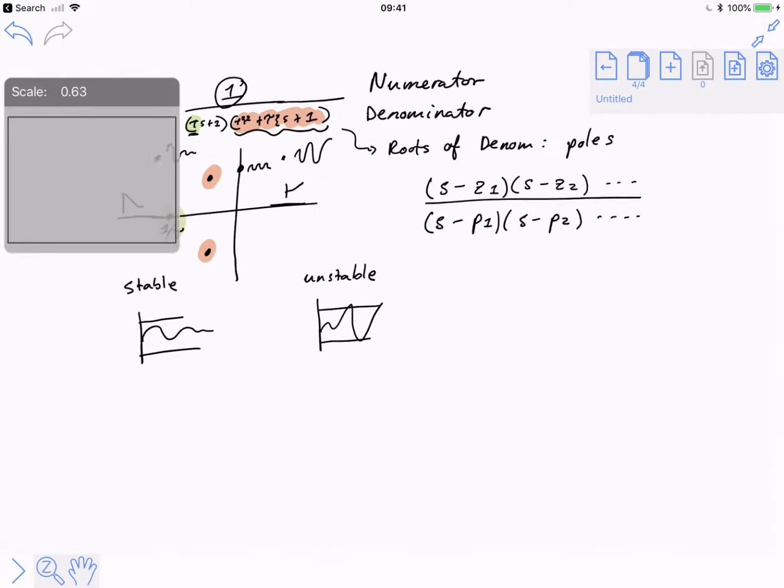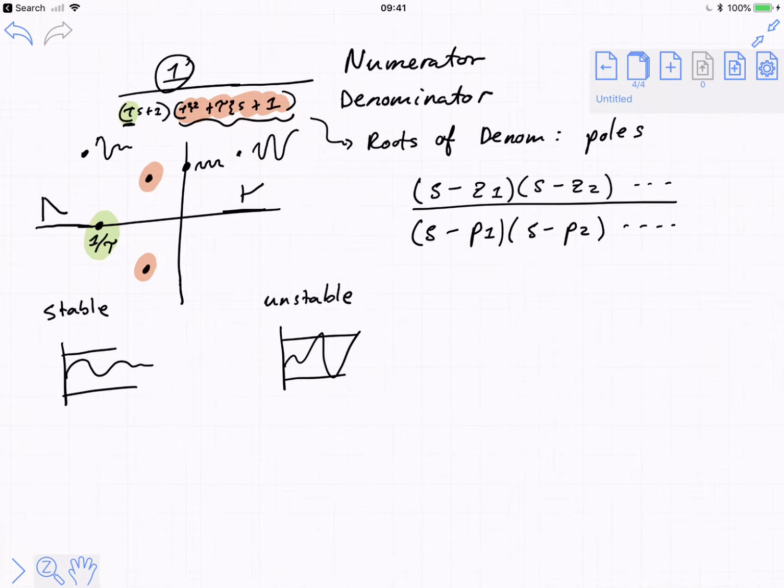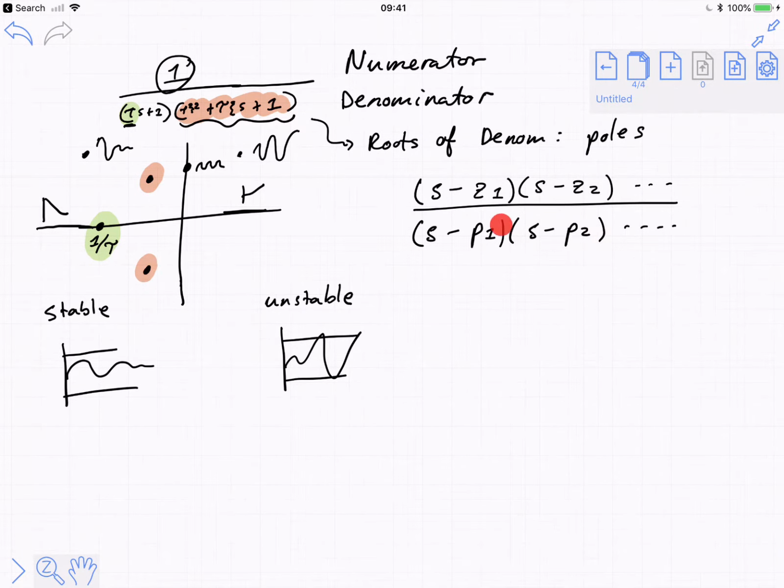So this form, where I've factored in such a way so that I can easily see the poles, is very easy for me to interpret. But what happens when my function has zeros? Now, I would like you to think about this.